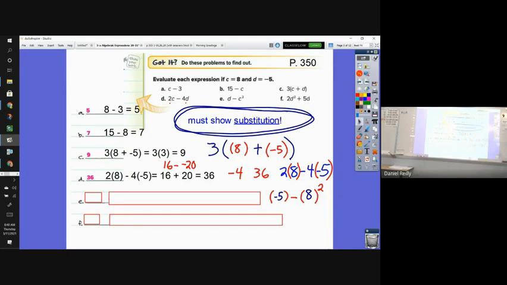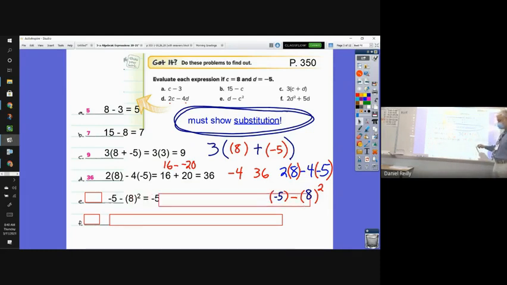Okay. Now order of operations. Again, these parentheses have no operations in them, so they're not really there. They're just there to keep the number kind of separate. So I have to do exponents. 8 to the second is not 16. It's 64 because that means 8 times 8, right? So that's -5 minus 64.